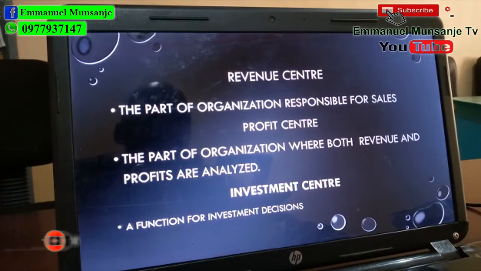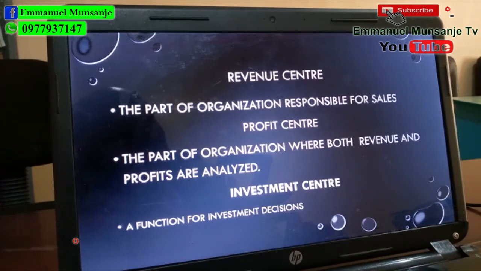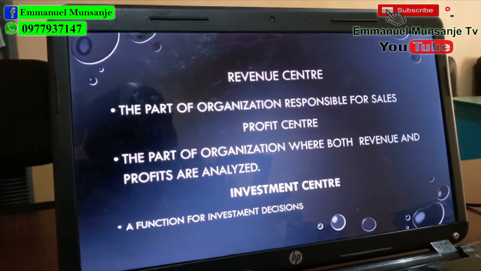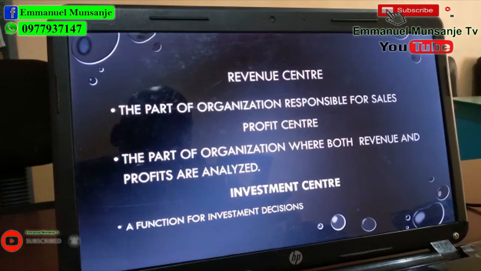Investment center. When you look at the investment center, first and foremost, you must know what we mean when we say invest. To invest is to spend so that we can have a return. For example, I buy a tractor so that I will till the land and make good returns from my farming activity. So to invest is to spend with a view to looking at what I will get in the long run. Such a department where they analyze that is called an investment center.